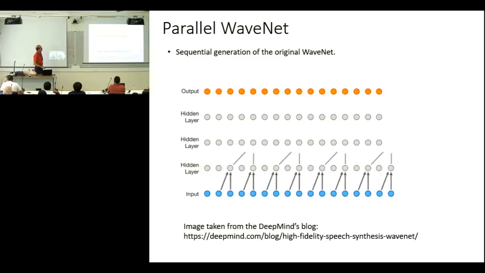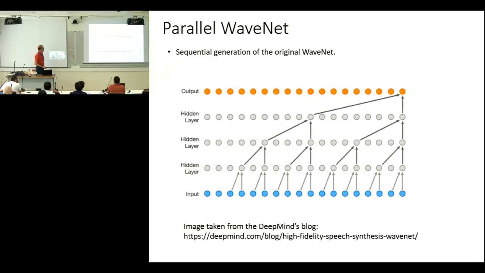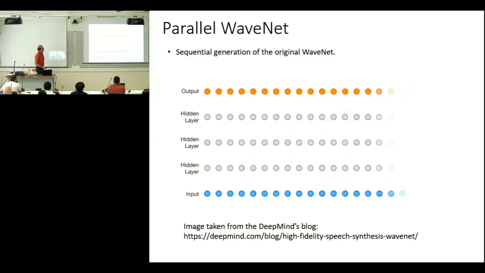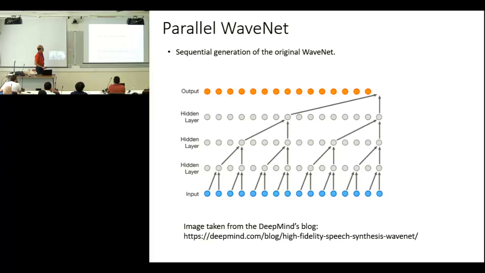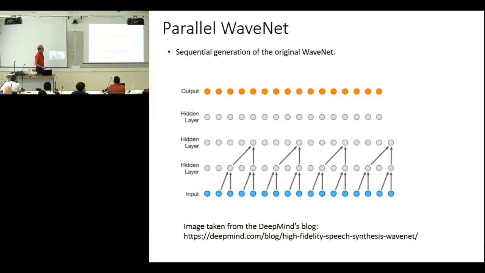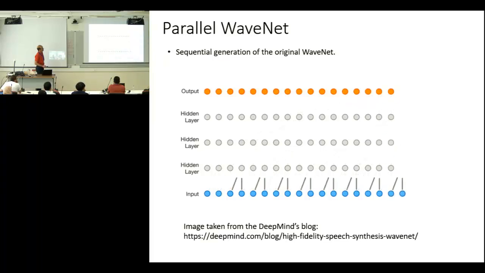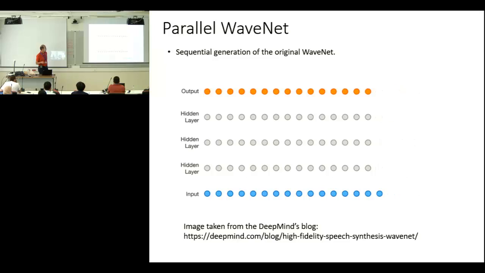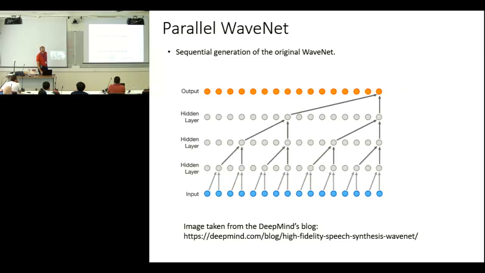Here is the generation process of WaveNet. This picture has been taken from the DeepMind blog, and as you can see, it's a sequential generation. One sample has to be generated to be used as an input for the next sample to be generated. And if we have to generate thousands of samples per second, this is a slow process.